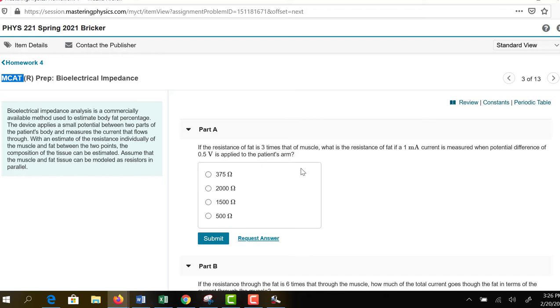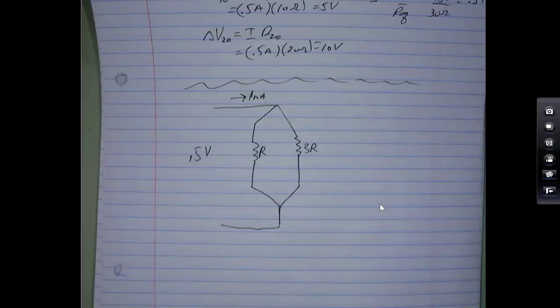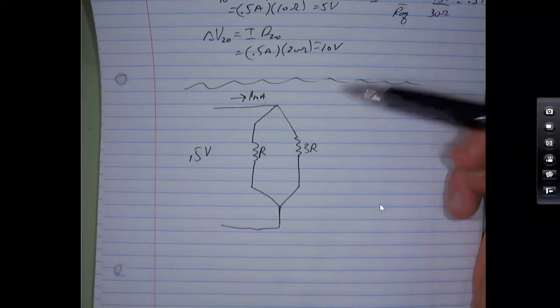We could model the fat tissue and the muscle tissue as resistors in parallel. We want to know what is the resistance of the fat portion of this. Okay, let's take a look at it. This is not really a very easy problem. Okay, so this is how I've kind of modeled it.